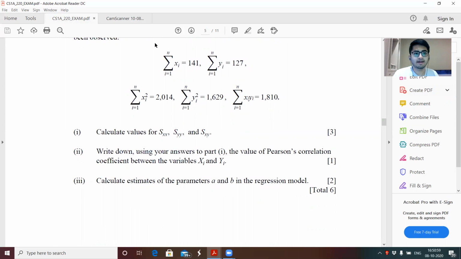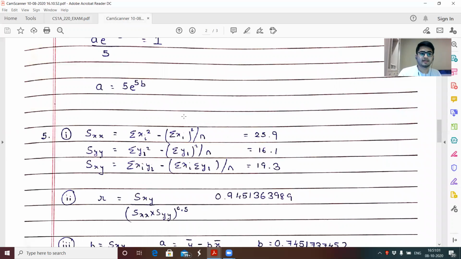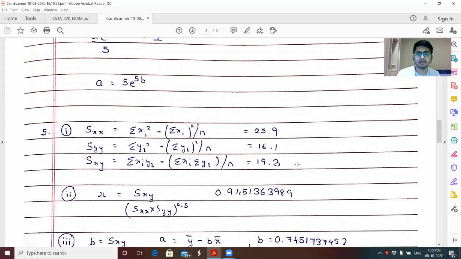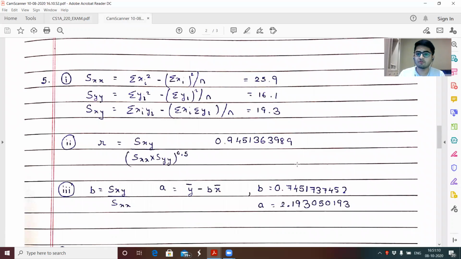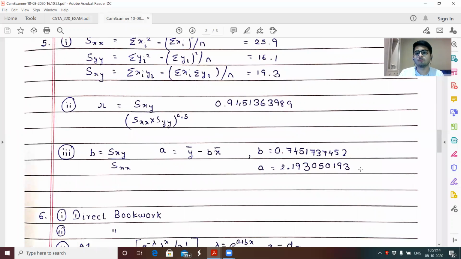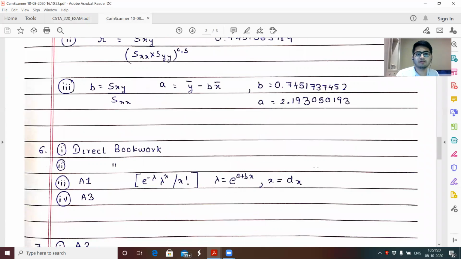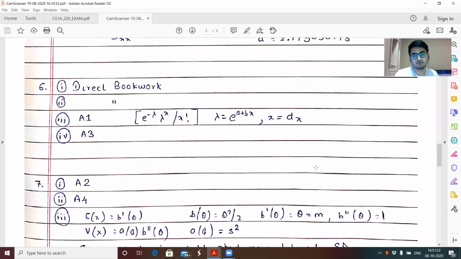6 marks, a very direct question. There's the formula of Sxx. It comes out to be 25.9. Next is 16.1, 19.3. R comes out to be 0.945 something. B comes out to be 0.745 something. A comes out to be 2.193 something. So again, a very direct question, pretty scoring one.